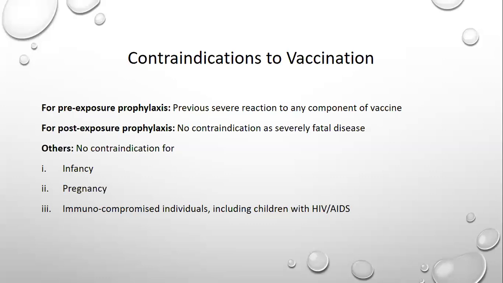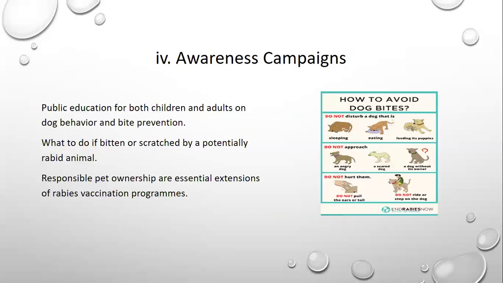Contraindications to vaccination. For pre-exposure prophylaxis, previous severe reaction to any component of the vaccine. For post-exposure prophylaxis, no contraindications, as it is a severely fatal disease. No contraindication for infancy, pregnancy, or immunocompromised individuals, including children with HIV/AIDS.